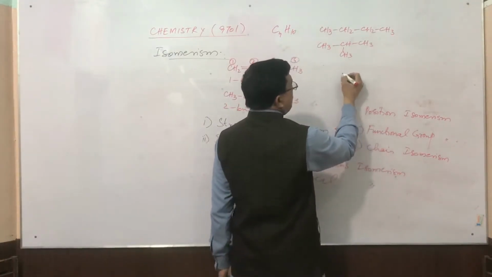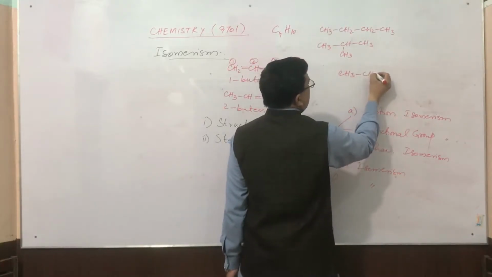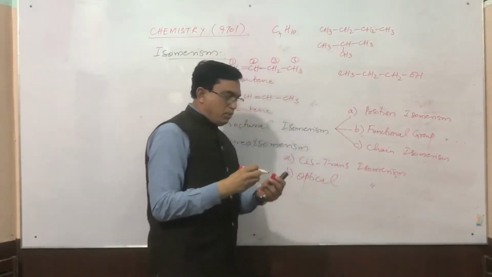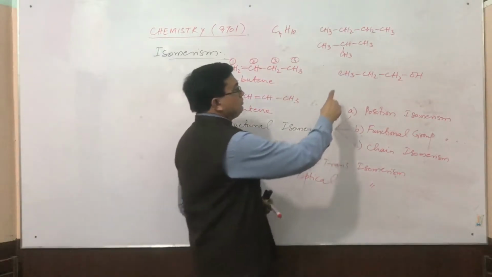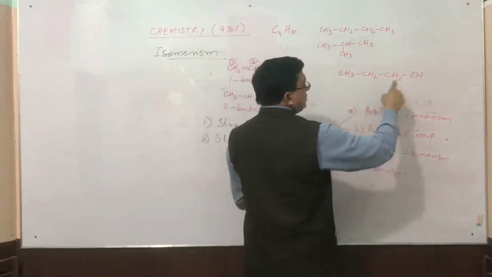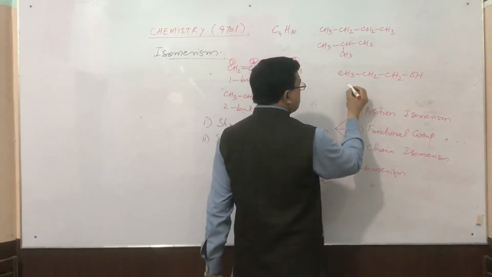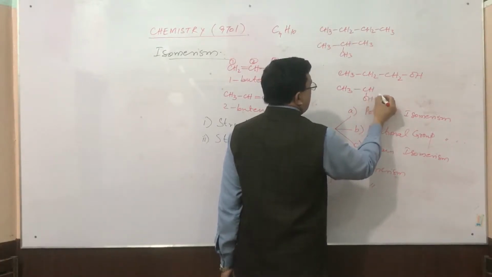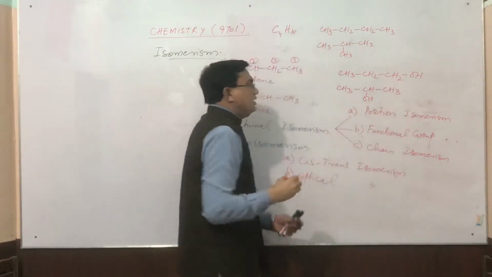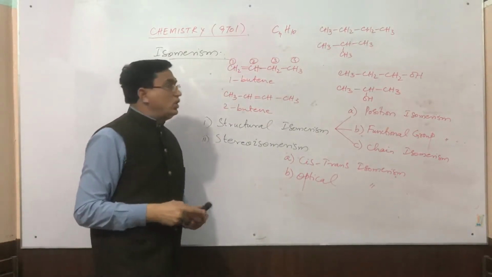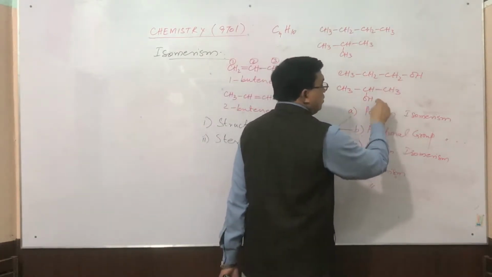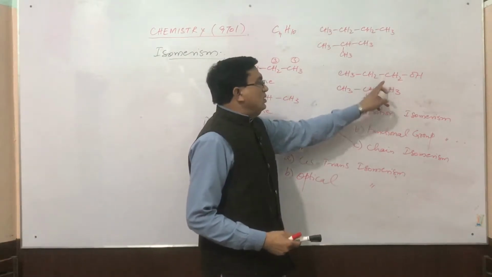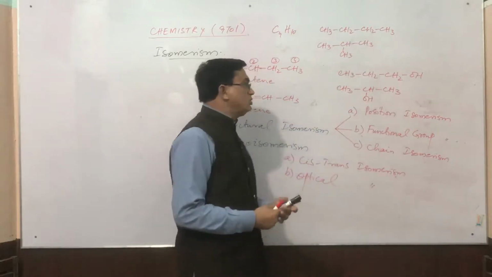Similarly, if I write CH3, CH2, CH2 and OH, this is propan-1-ol. But if I change the position of the functional group, CH3, CH, OH, and then CH3, definitely this will be propan-2-ol. Now the position of the functional group is changed. That's why this is an example of position isomerism.